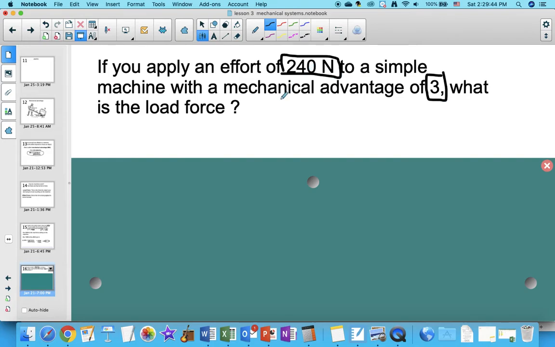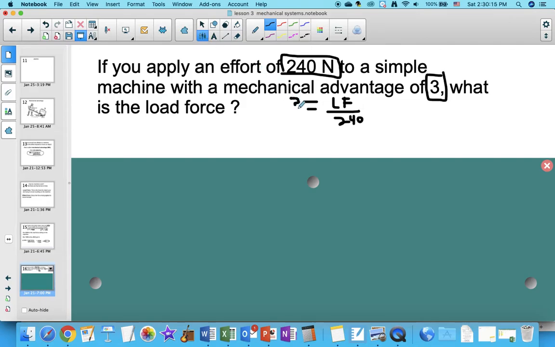So we know that MA equals load force, so we have our load force, so we'll put LF over our effort force, which we know is here, 240. We also know our MA, because the question's giving us that MA. The MA is 3, so we'll erase that and put the 3 there.